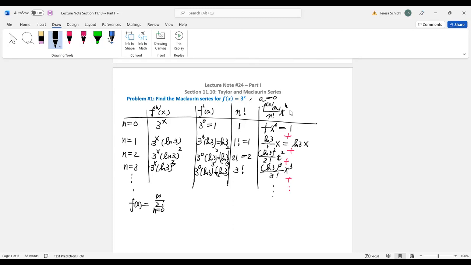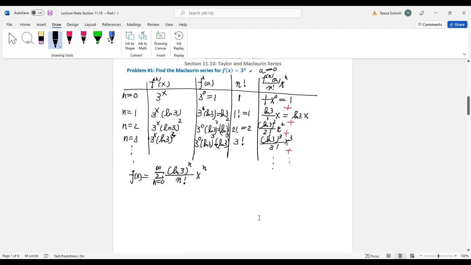So you see 1, this is natural log 3, the x, natural log 3 squared over 2 factorial x squared, natural log 3 cubed over 3 factorial x cubed. So what is the pattern here? It will be n factorial, right? So this is natural log 3 to the nth power, x to the n, over n factorial. Okay. All right, so now let's take a look at these ones here.